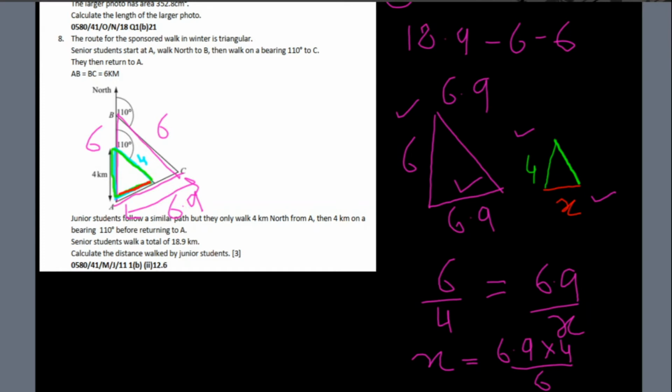So 6.9 times 4 divided by 6, which gives 4.6. So the length in red is 4.6, and then we add plus 4 to it, which gives us 12.6. This just gives us 4.6. Okay, and 12.6 is the answer.